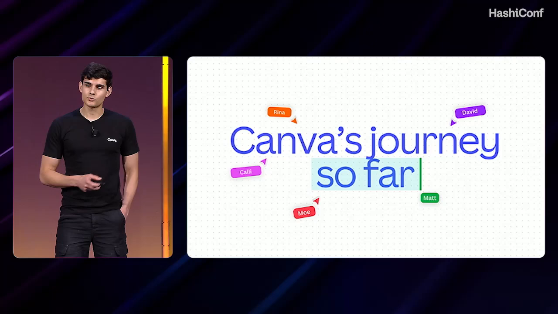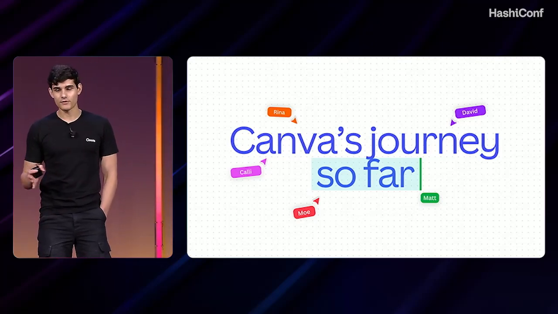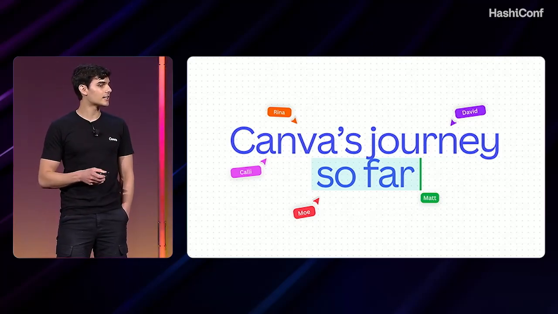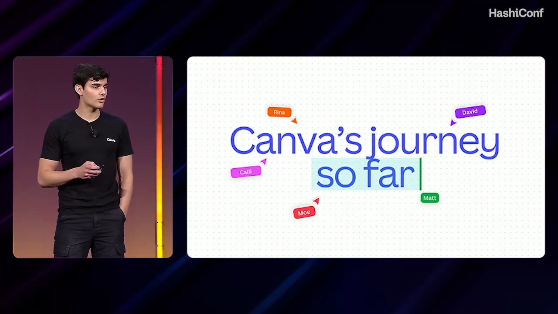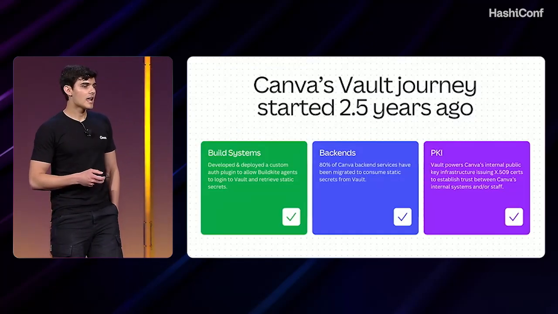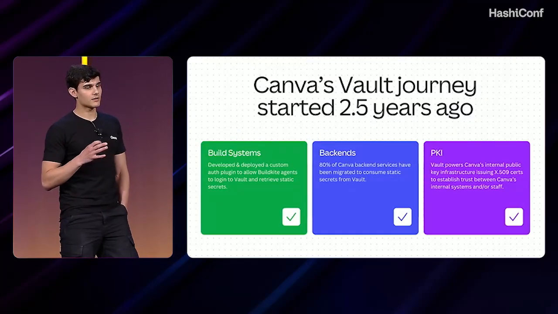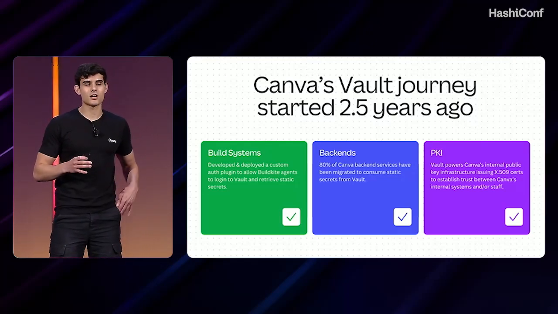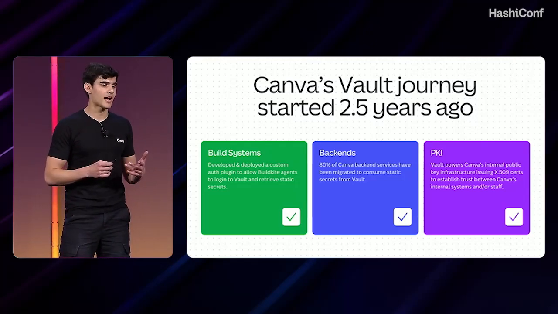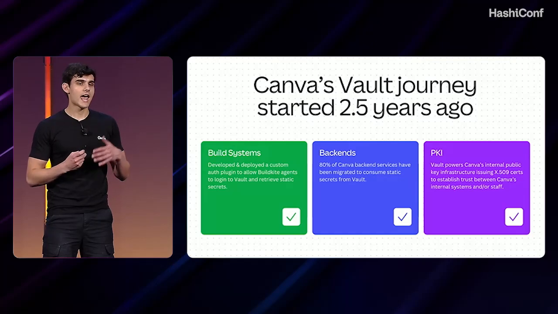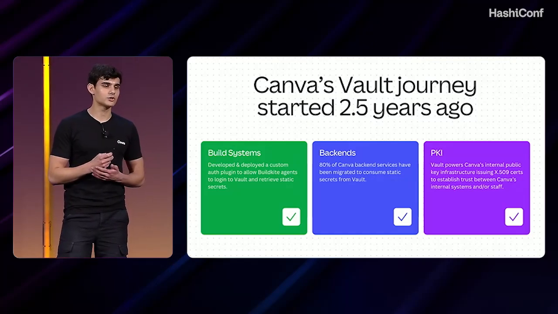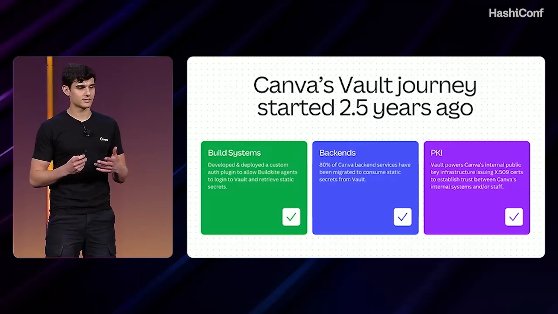Before I jump into the challenge we faced, however, and how we overcame it, let's take a step back and take a look at Canva's journey so far. Canva's journey with Vault started about 2.5 years ago, and in this time, Vault has had a huge impact on the organization. Every month, Vault vends about 2 million secrets for Canva's build systems.